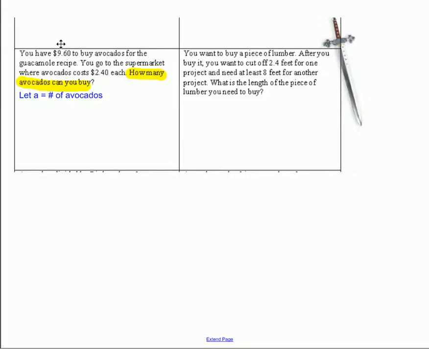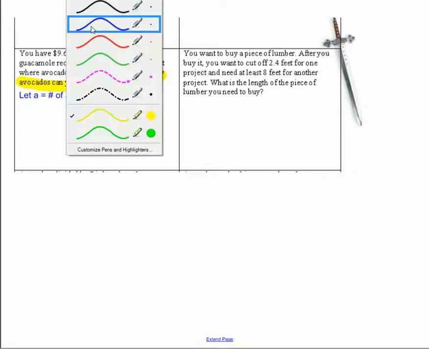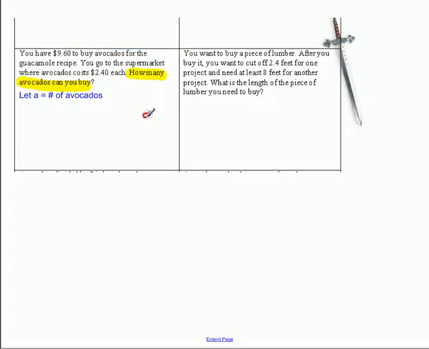I have 9.60. That's like my total. We talked about money before. This is all I have to spend. I can spend equal to it, but I can't spend more than it, so it can't be a greater than sign. It has to be a less than sign. If we're talking about how much money I have to spend, I could always spend less. I could also equal it, but I can't be any more than that.